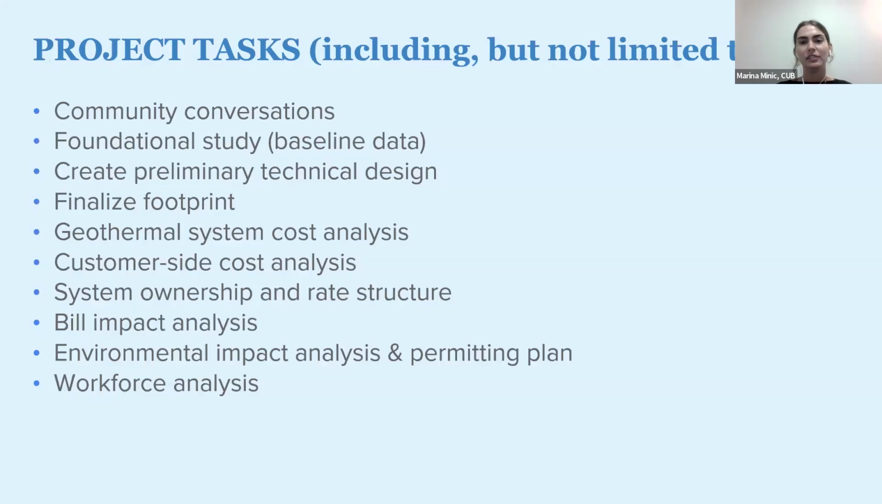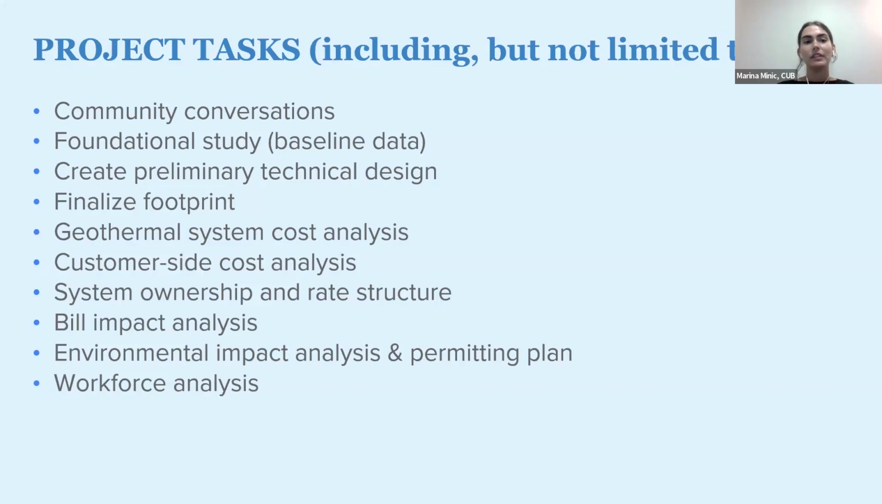Essentially, there are 2 phases to this pilot, and we're in phase 1. Phase 1 is the planning phase, which will wrap up in October. Hopefully shortly after that, we will find out if we are selected for phase 2, which would be to build the project. In phase 1, we're having a lot of community conversations to figure out what people in the community are in greatest need of. We're gathering baseline data, creating technical design, doing cost analysis, both for the system and the customer side, things like ownership and rate structure, and environmental impact analysis as well.